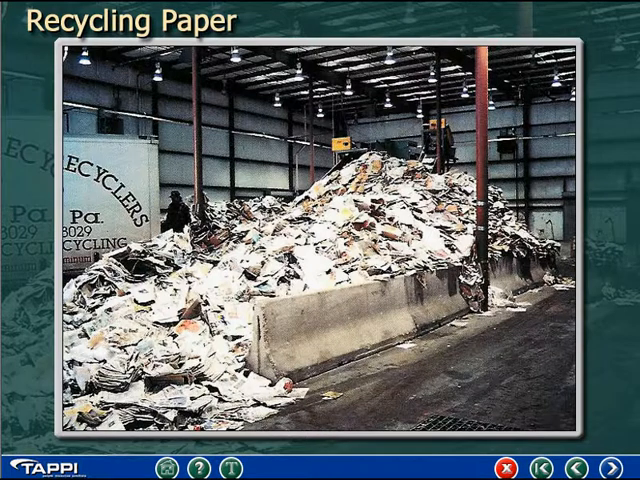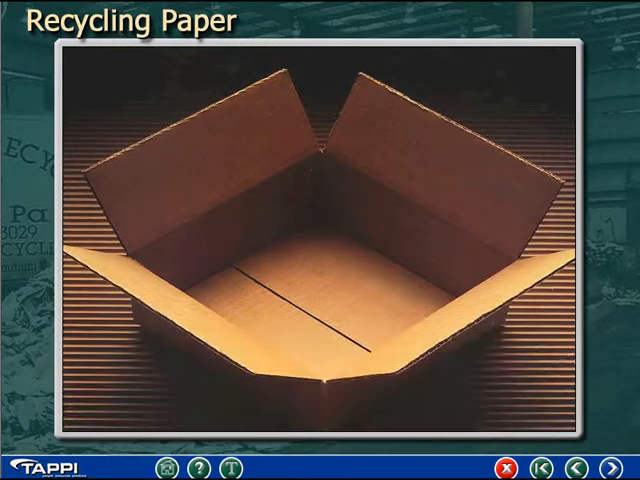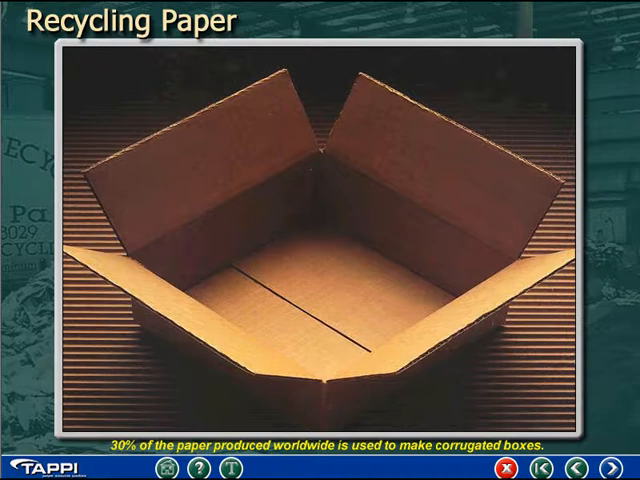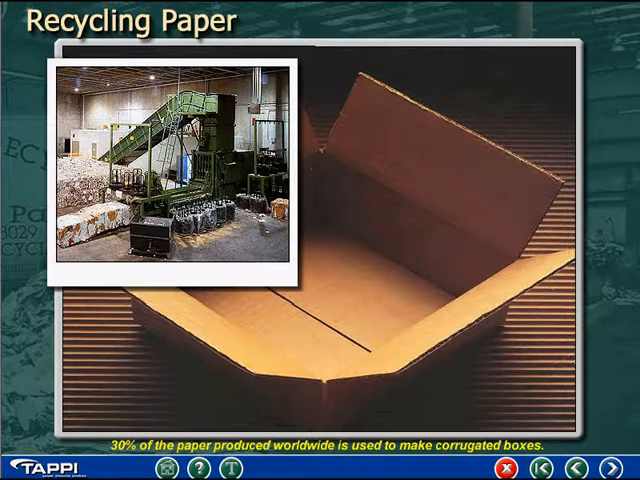There are a lot of different grades or classifications for recycled papers, but let's look at some of the more common ones. The easiest paper product to recycle is used corrugated boxes. Over 95% of the goods we use daily are shipped in corrugated boxes, and 30% of the paper produced worldwide is used to make corrugated boxes. That's around 100 million metric tons of corrugated boxes produced every year.